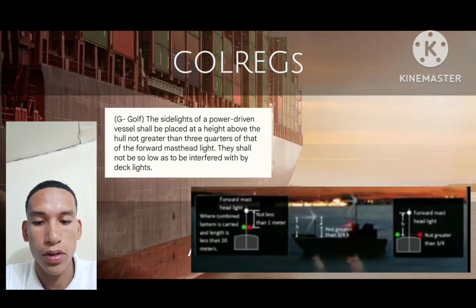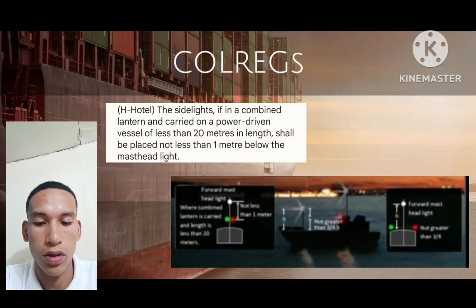G is for Golf. The side lights of a power-driven vessel shall be placed at a height above the hull not greater than 3/4 of that of the forward masthead light. They shall not be so low as to be interfered with by the deck lights. H is for Hotel. The side lights, if in a combined lantern carried on a power-driven vessel of less than 20 meters in length, shall be placed not less than 1 meter below the masthead light.